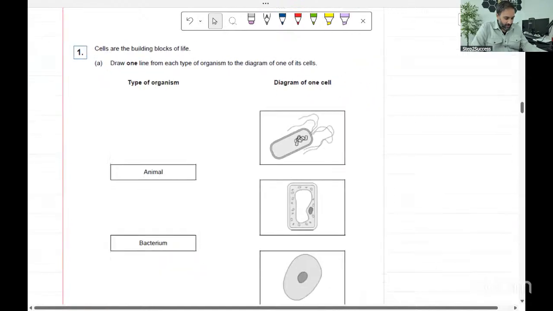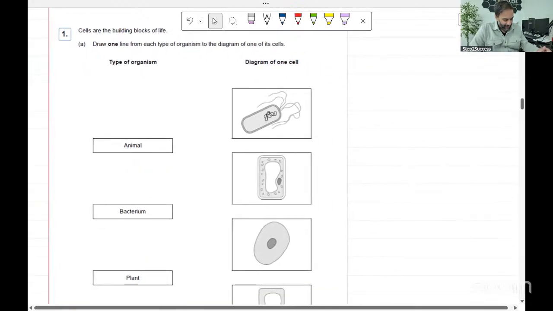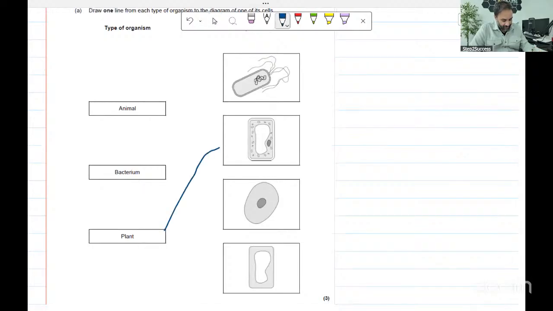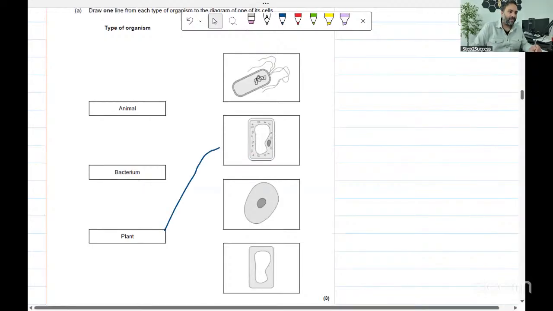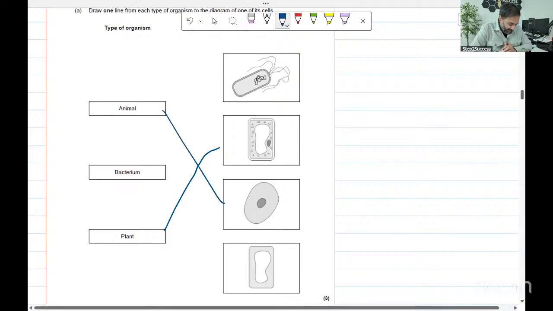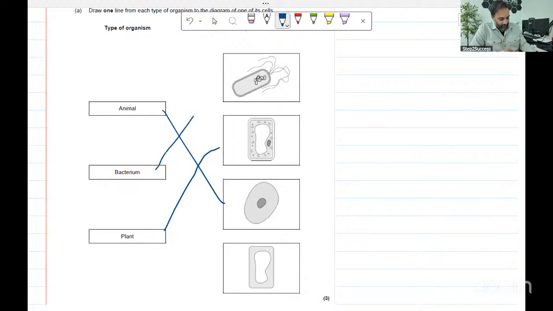Cells are the building blocks of life. Draw one line from each type of organism to the diagram of one of its cells. Let's start with plant. That looks like a plant cell to me because I can see the cell walls there. The only animal cell here is probably just this one, because it has the features of an animal cell: a nucleus and a cell membrane. And a bacteria cell will often look a bit like that. It doesn't have a nucleus, it has the bits around the outside, so that will be that one.